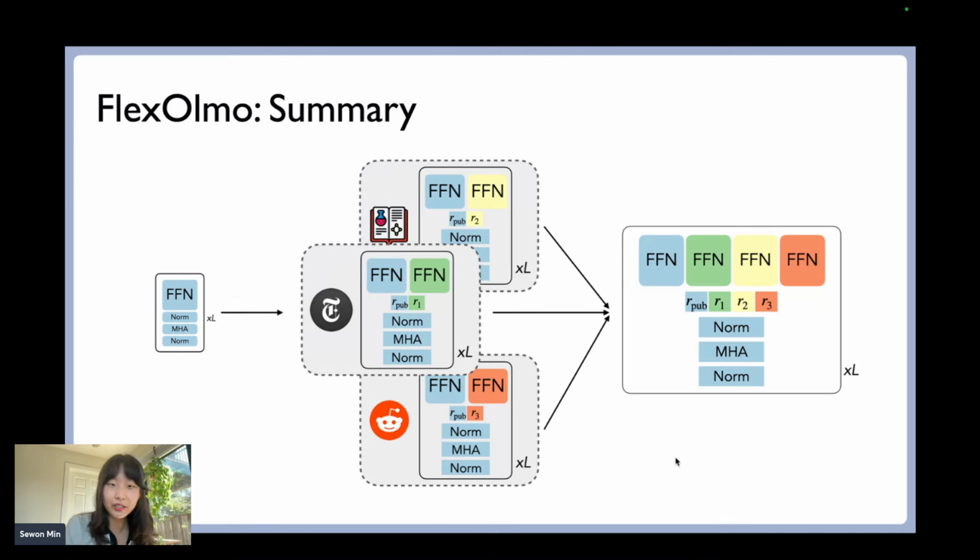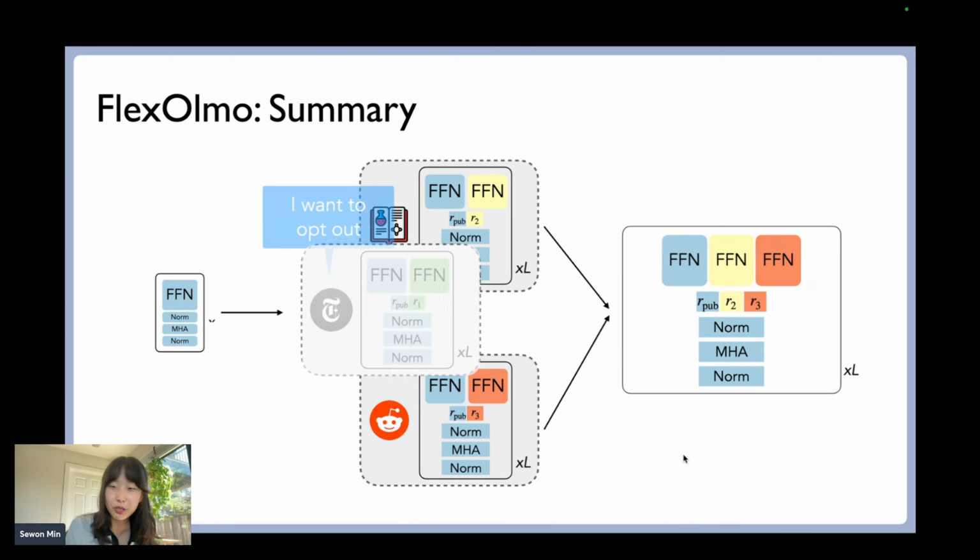And as I mentioned, if new data owners come in, we can incorporate them by adding their expert models to this architecture. If one of the data owners wants to opt out later on, we can do this by removing the expert models contributed by that owner. So for instance, if New York Times wants to opt out, New York Times contributed this green part of the model, so we can simply remove the green part. And the rest of the model is guaranteed not to use any New York Times data.